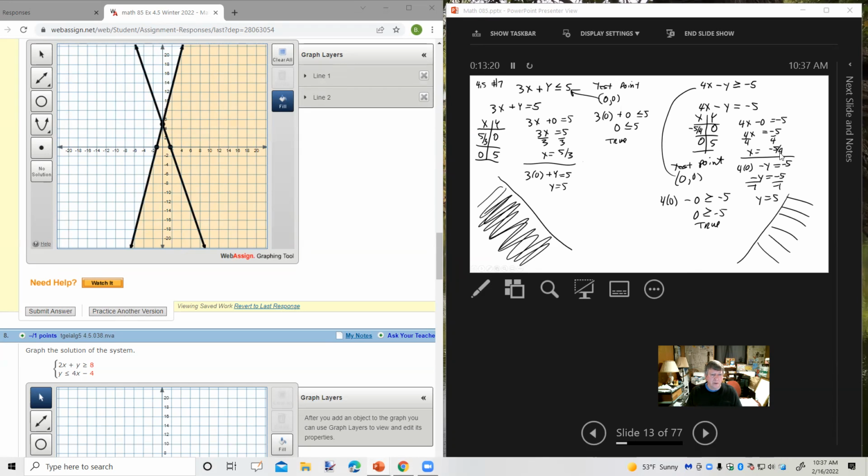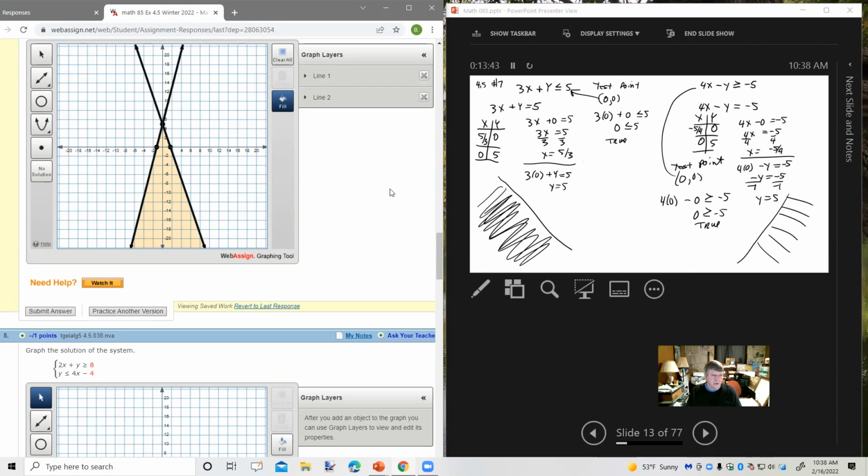So let's recap here. The first line, this one, we shade those two pieces. The second line, this one, we shade those two pieces. So where do they overlap? Right there. So that should be the final answer.